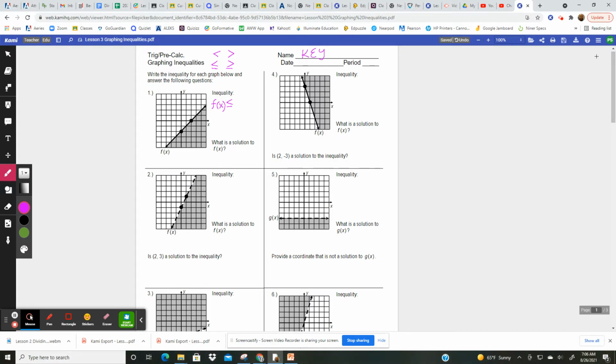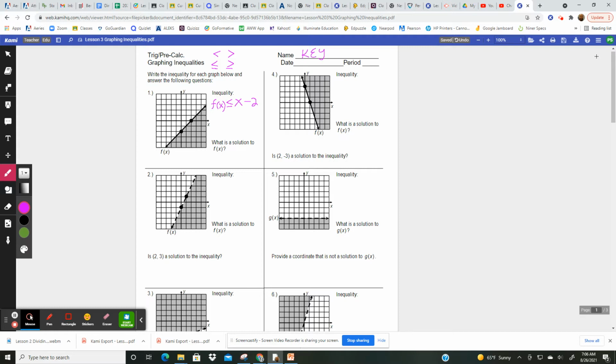So I need my slope. My slope is up 2, right 2, which is positive 2 over positive 2, which makes 1. So I'm just going to put x, because it's 1x. And then my y-intercept is right there at negative 2, so I'm going to write negative 2. So my inequality is f of x is less than or equal to x minus 2.